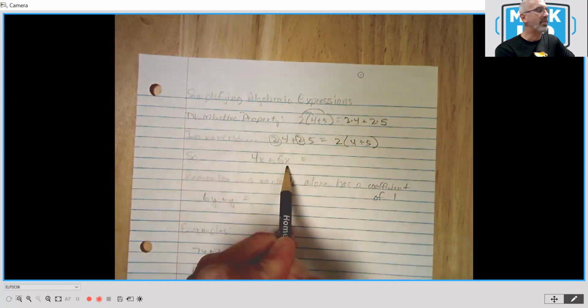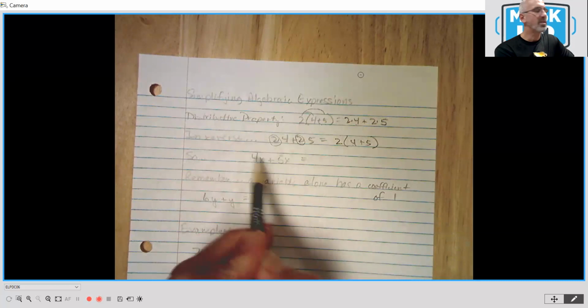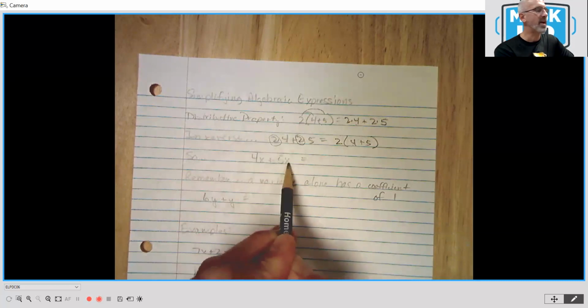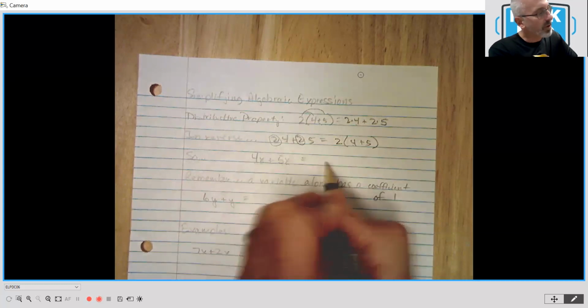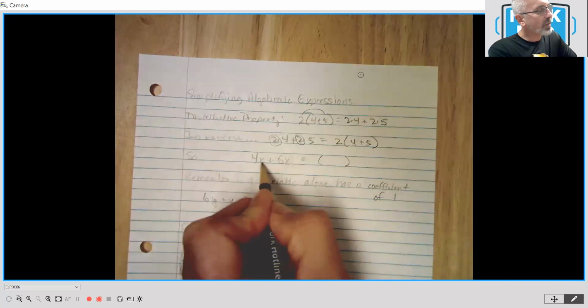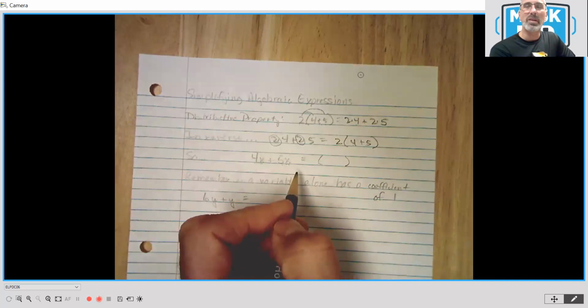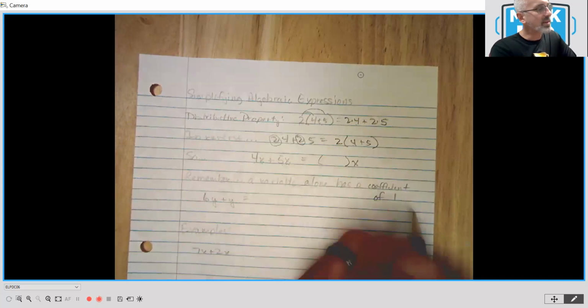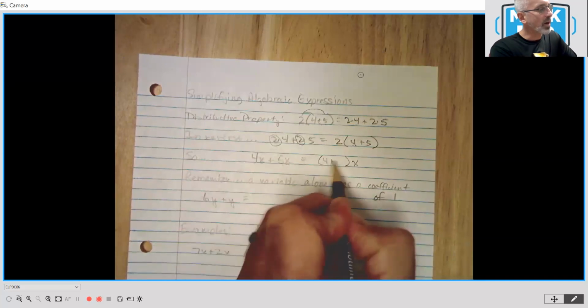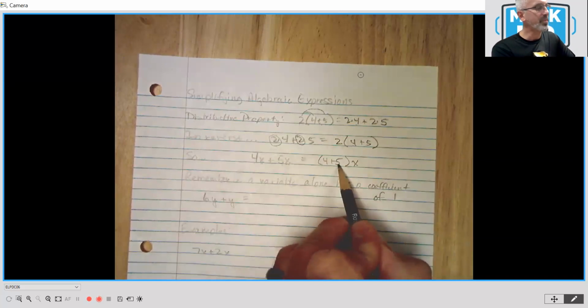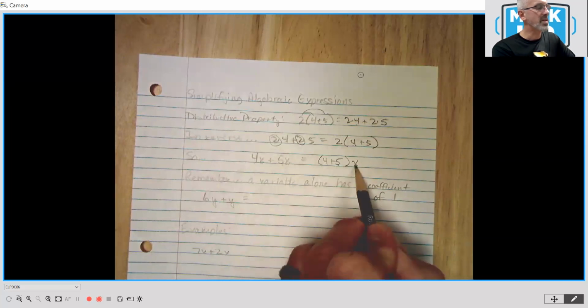Now say we have this expression, 4x plus 5x. We are going to use the distributive property in reverse. So we're going to pull out the common factor, which in this case is x, and it's going to leave some parentheses with some addition. With variables, it's customary to put the x on the right side. So we're going to pull that x out, and we're going to be left with 4 plus 5 in parentheses times x.